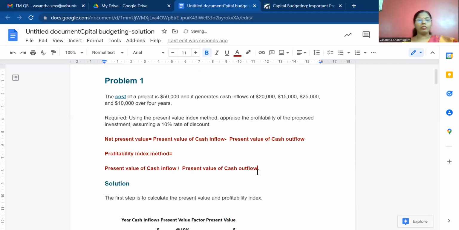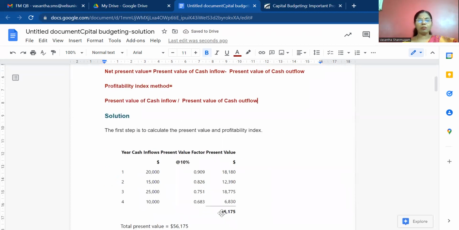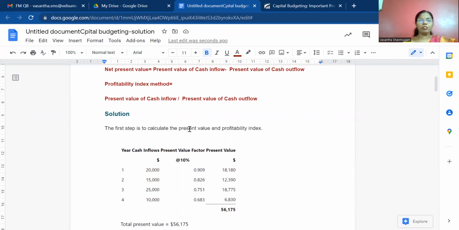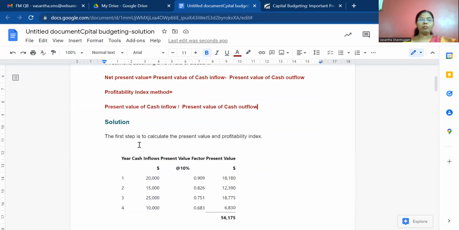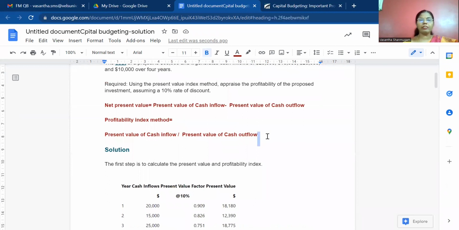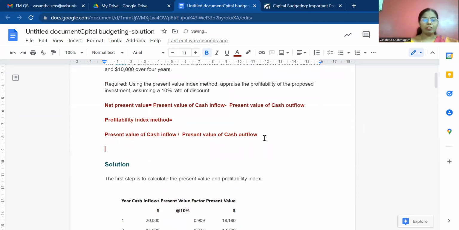So in this problem, what is the present value of cash inflow? You got 56,175. So you just put 56,175 divided by 50,000. You have to write 56,175 divided by 50,000.